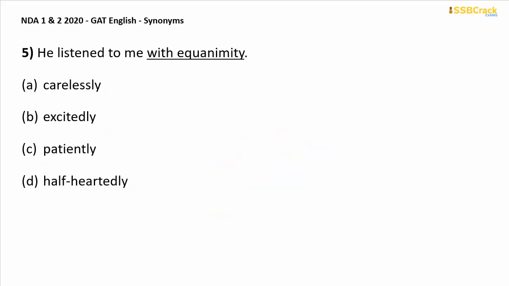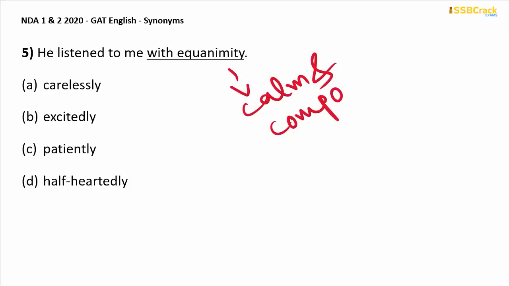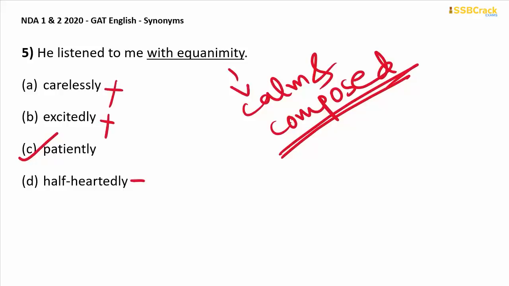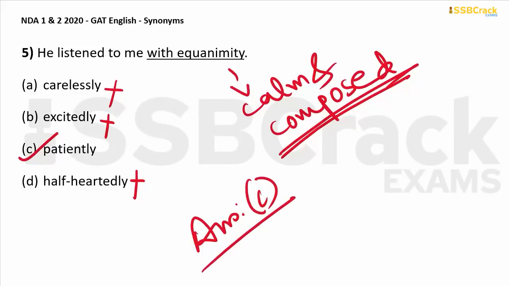Now we go to the next question. He listened to me with equanimity. What is the meaning of equanimity? Equanimity means when you are calm and composed in difficult times. So when someone is calm and composed, then that person is obviously patient, right? So here you've got the answer in option C. Patiently, and not carelessly or excitedly or half-heartedly. So equanimity means calmness, composure, patience. So your answer is option C here.